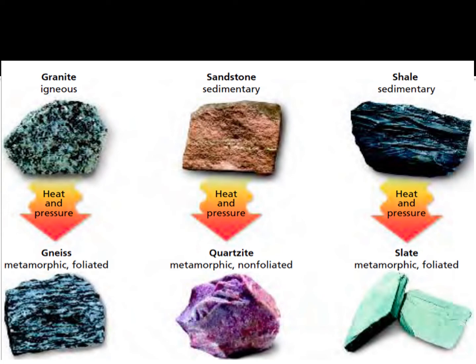Granite, which is an igneous, can turn into gneiss. Sandstone, which is sedimentary, will change into quartzite. Shale, also sedimentary, will turn into slate. The term foliate means they have their grains in layers within the rock.